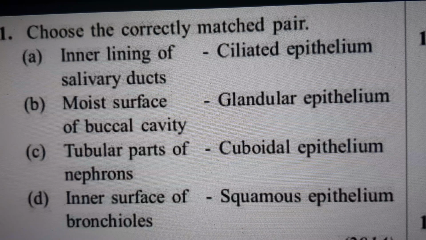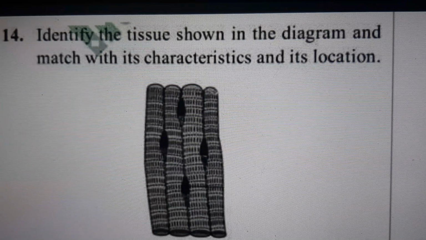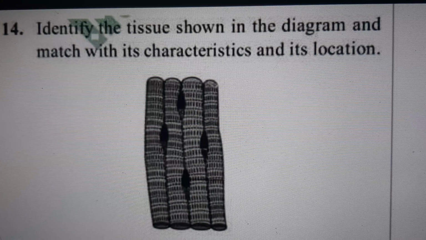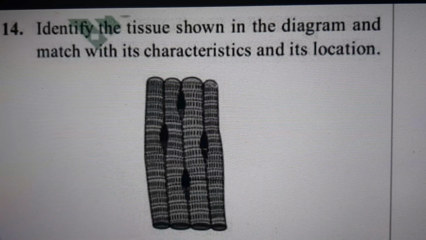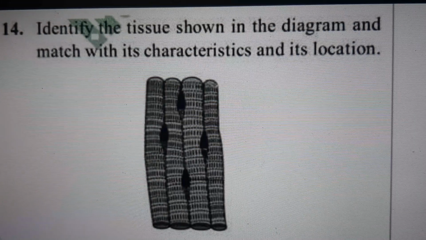Next question we have. It says, identify the tissue shown in the diagram and match with its characteristics and its location. Firstly, let us identify this tissue. Yes, it is nothing but the skeletal muscle tissue. Now let us look at the options.